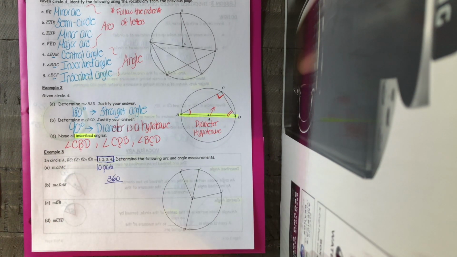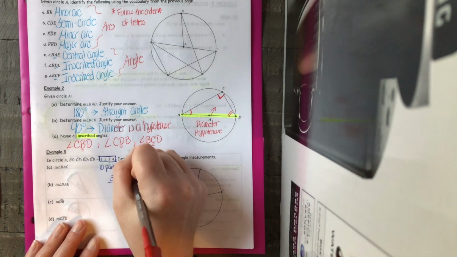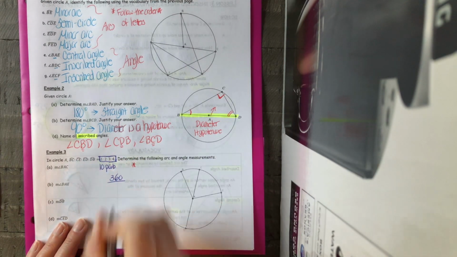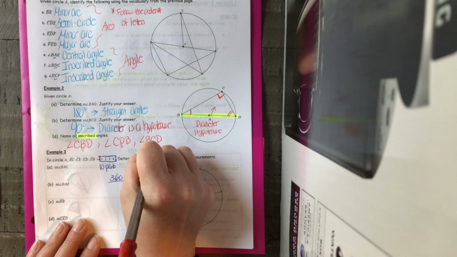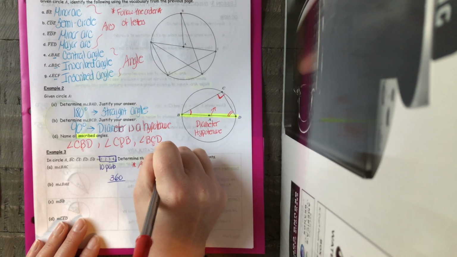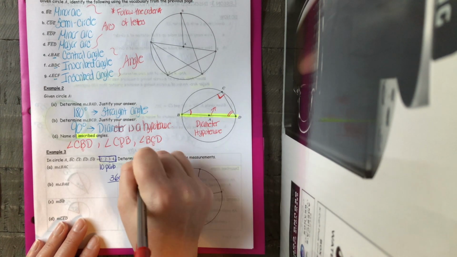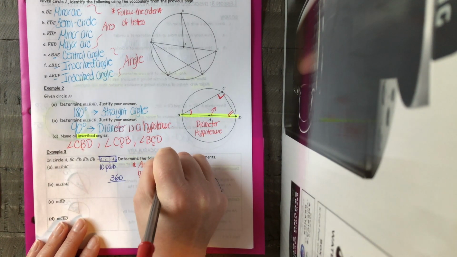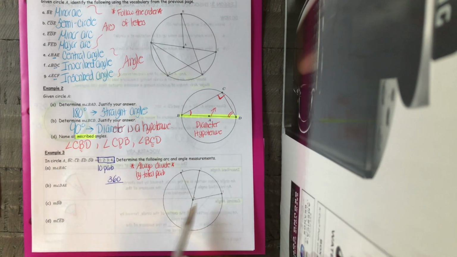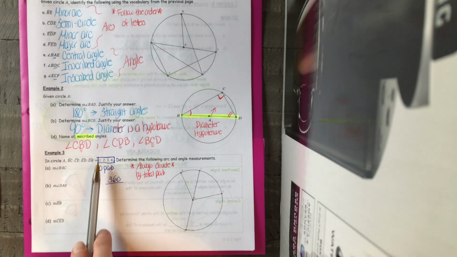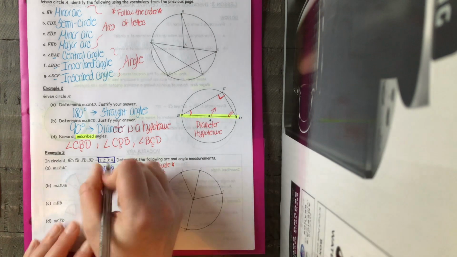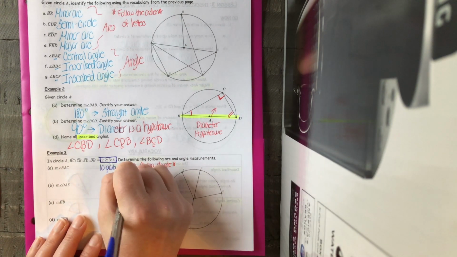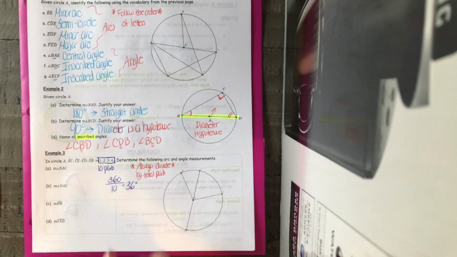So just like we always did in the other unit, I'm just gonna add this on here with a little star. You always divide by the total parts. Okay, so I know that 360 makes up the whole circle, but now I want to know what each little chunk is going to be. So if I divide it by 10, I get 36 degrees.